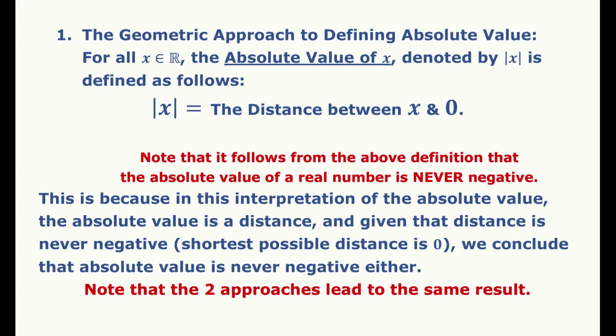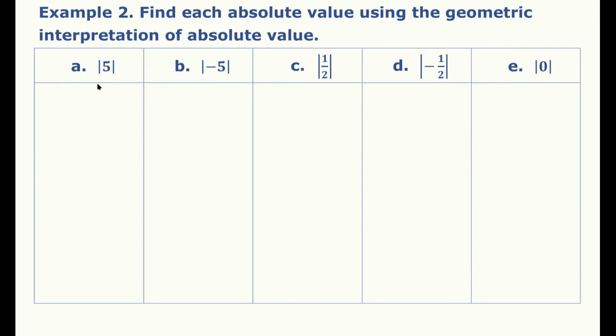So two very different sounding definitions, but completely equivalent, and they always lead to the same result when it comes to calculating absolute values. So now we're going to find the same absolute values that we found before, but this time we're going to use the geometric interpretation.